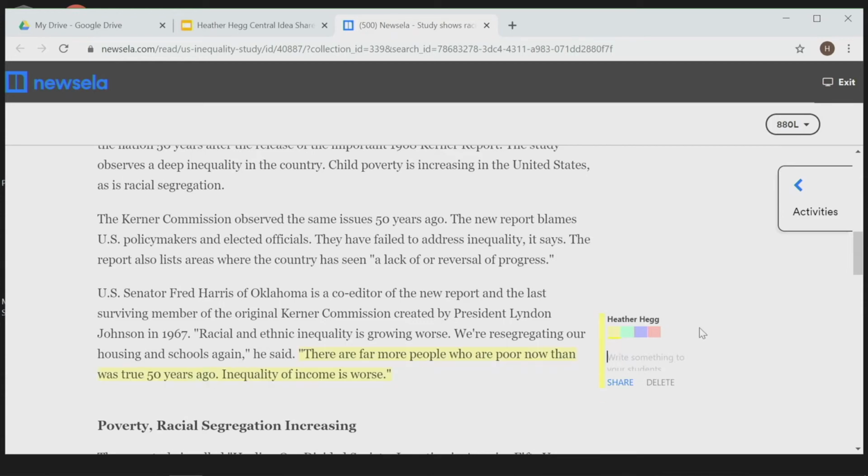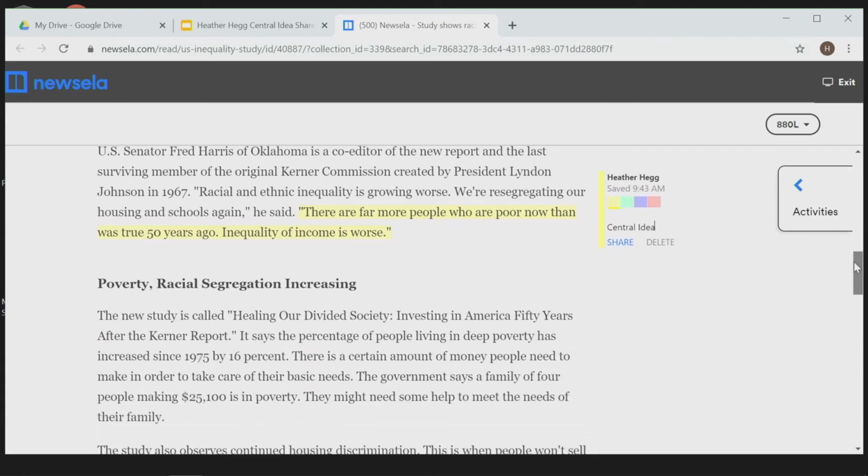And now, remember, we're looking for the central idea. So if I type in central idea, I'm going to leave that there. So now I have it. As I read through the rest, I'm going to leave this as a central idea, and I'm going to go back and look at each section heading and see, well, how does this support this? There are far more people who are poor now than 50 years ago. So let's go to the next section.